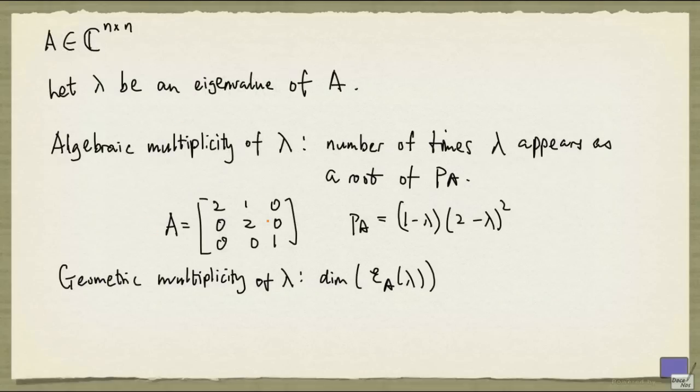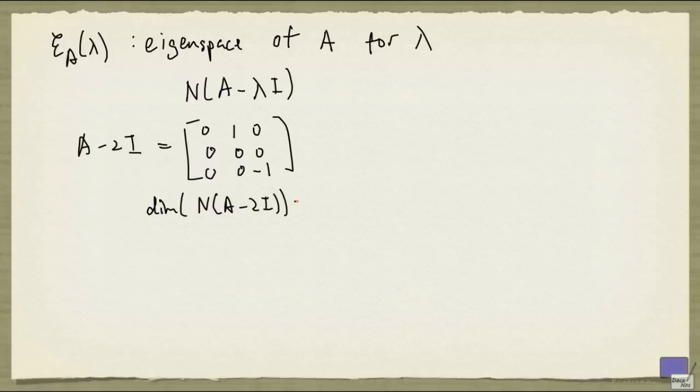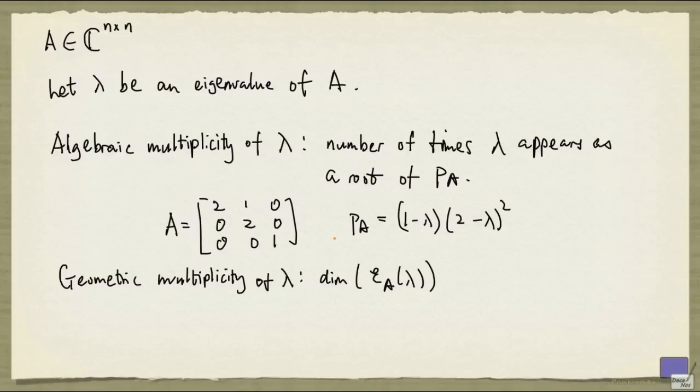So let's go back to the matrix here and see what the geometric multiplicity of the eigenvalue 2 is. So we're looking at the null space of A minus 2I, which is precisely 0, 1, 0, 0, 0, 0, and 0, 0, minus 1. And this matrix is rank 2, so the dimension of the null space of A minus 2I is 1. So what that means is the eigenvalue 2 has geometric multiplicity 1.